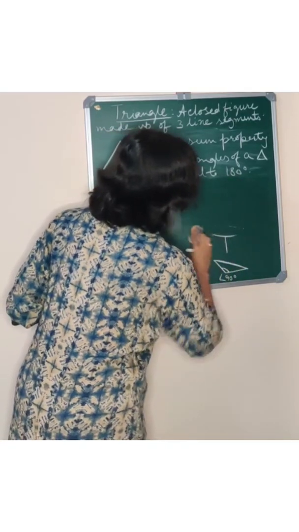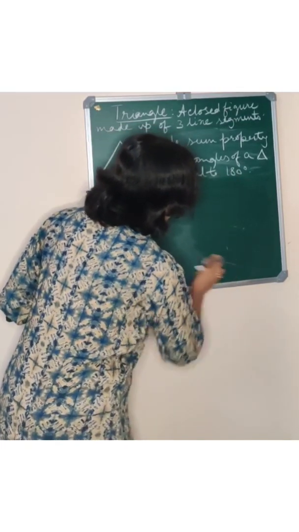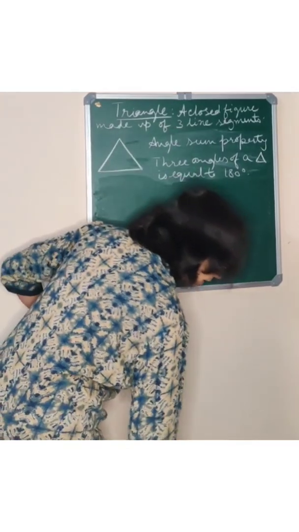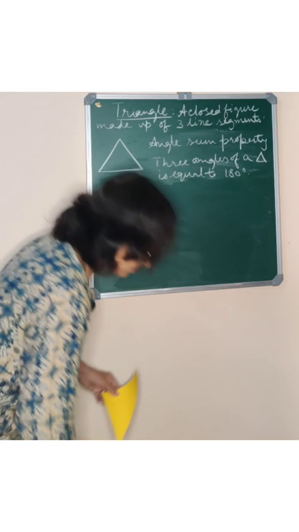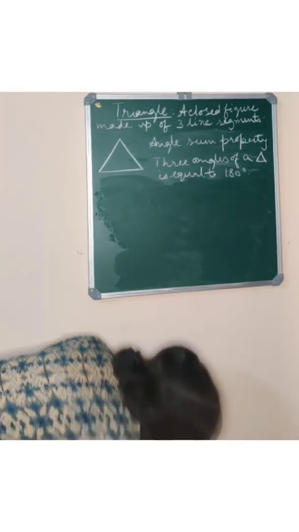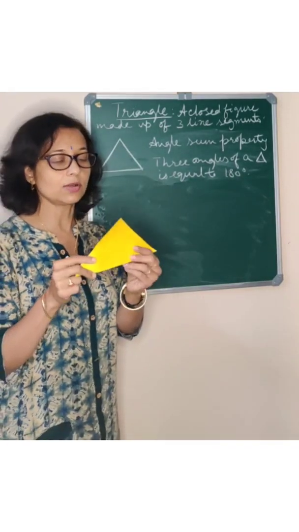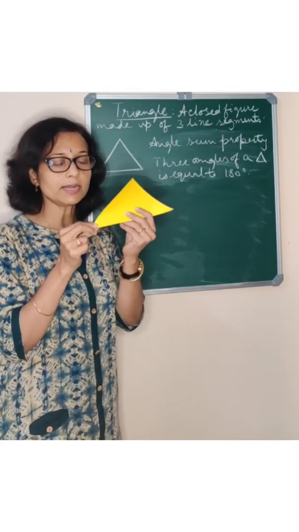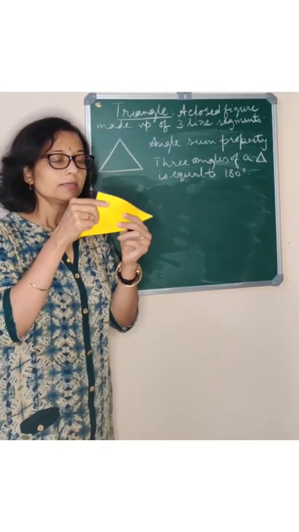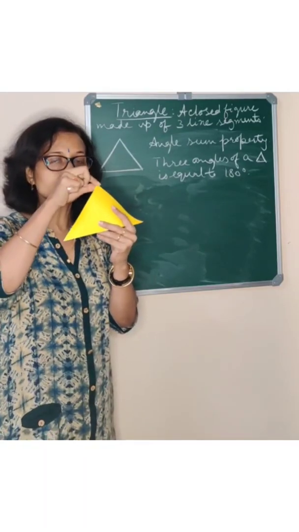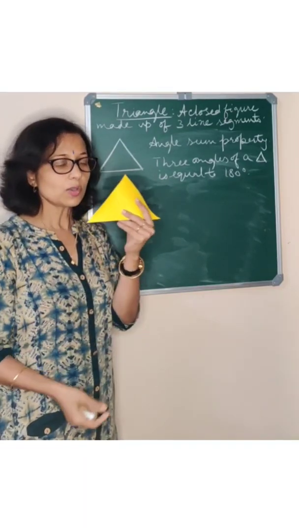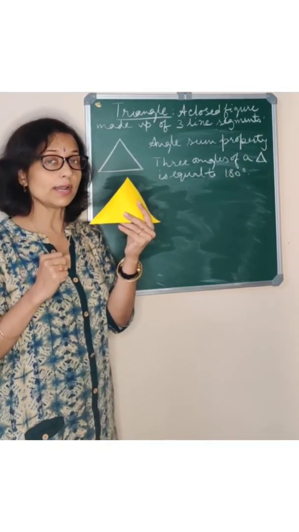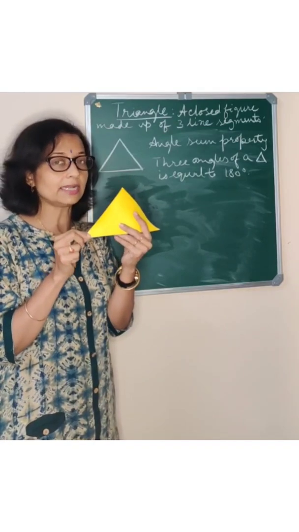Now we will understand with a small activity. If you have any triangle cutout, you can take. Now I have taken a triangle cutout in my hand. In this triangle cutout, you can see here, this is one angle, this is one angle, and this is one angle. So I want to find out whether the sum of the three angles of a triangle is 180 degree. So let's do the activity.